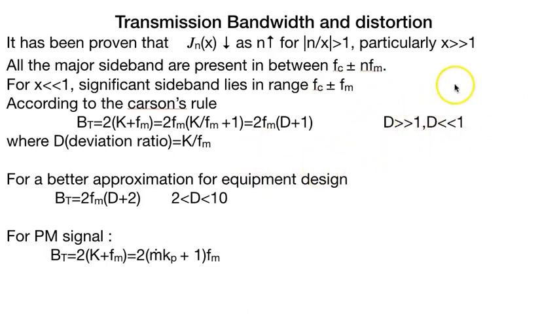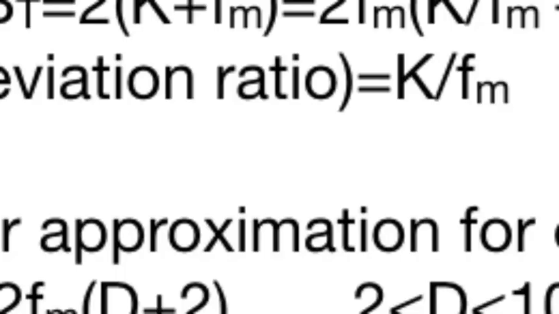Most of the time, first look at whether the deviation is greater than 1 or less than 1 and doesn't lie in the range of 2 to 10, then its bandwidth is 2fm(D plus 1). The deviation ratio is k by fm, where k is the frequency deviation, which we already know.